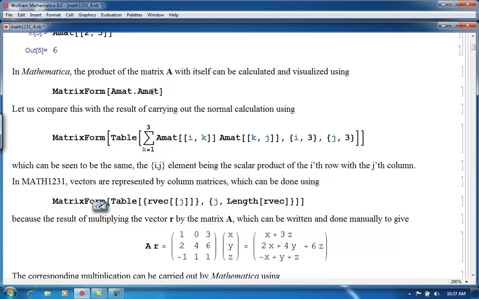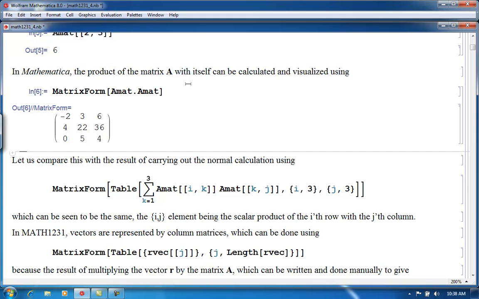Now, if you want to calculate the product of two matrices in Mathematica, then you do this. You just multiply the two with a dot between them. And we can show that in matrix form using that.